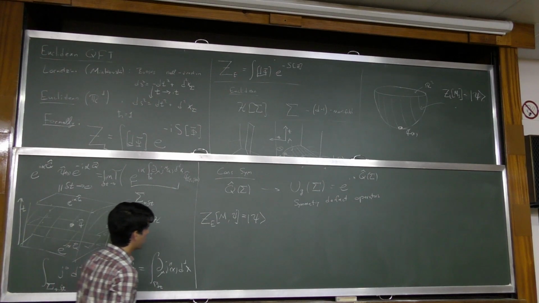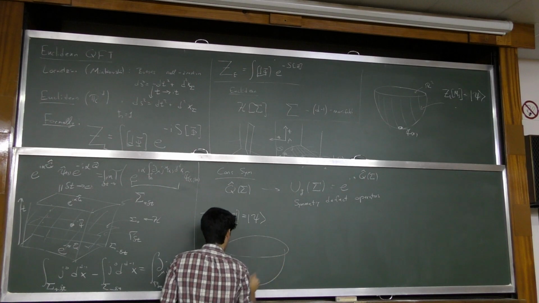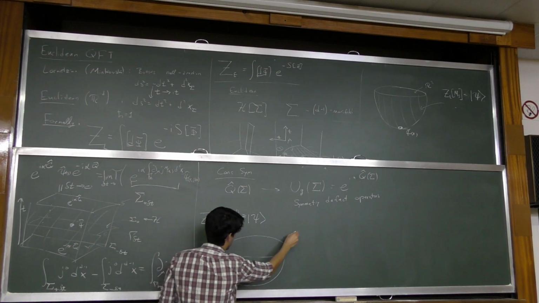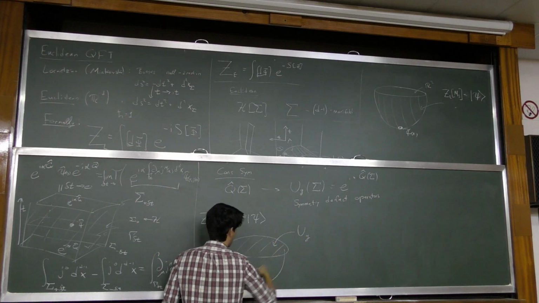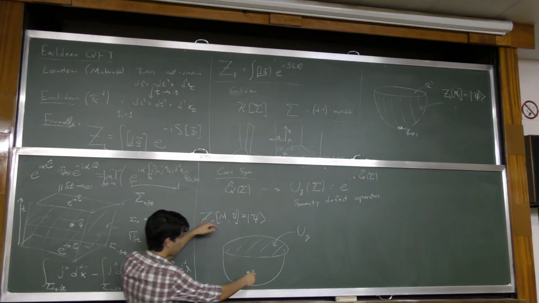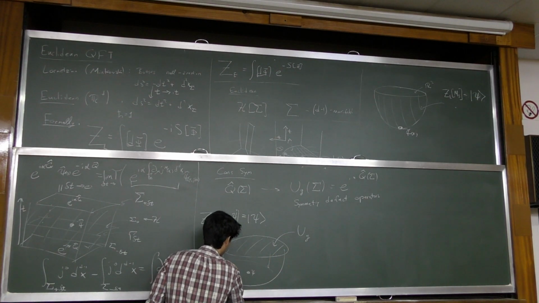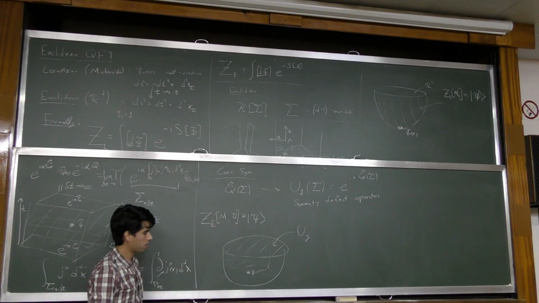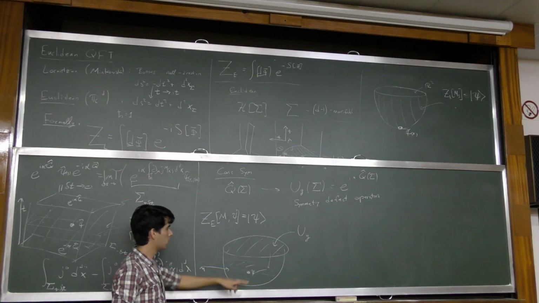Indeed, if we have this picture here, this is our manifold, and we have an operator in here, we can put this U_g on the boundary here. Then to think about how the symmetry acts on this state, what we can do is bring it further and further into this manifold M, until it hits the operator.